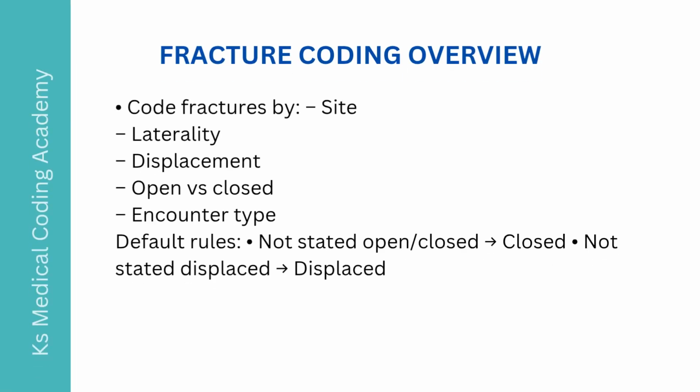Fracture coding overview. Fractures are coded by anatomic site, laterality, displacement, open versus closed status, and encounter type. Default rules. If open or closed is not stated, code is closed. If displaced status is not stated, code is displaced.